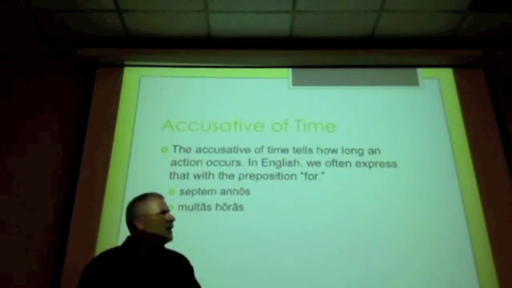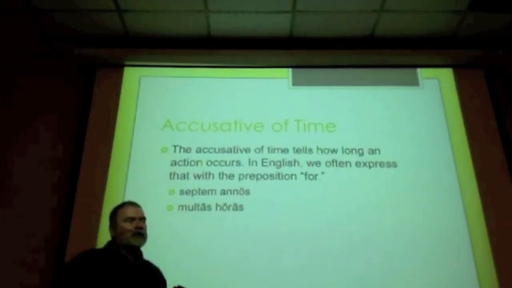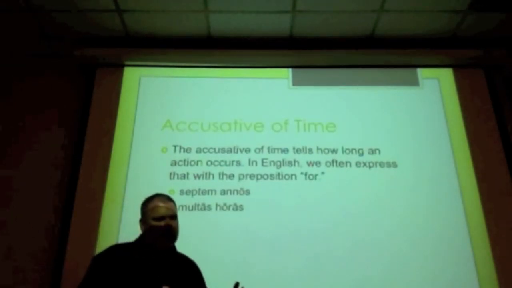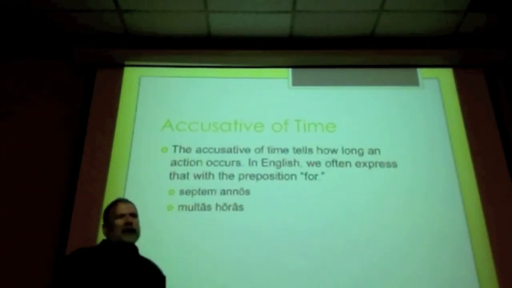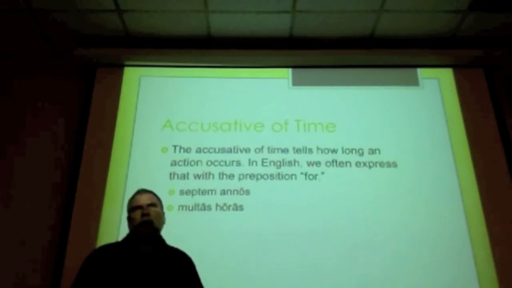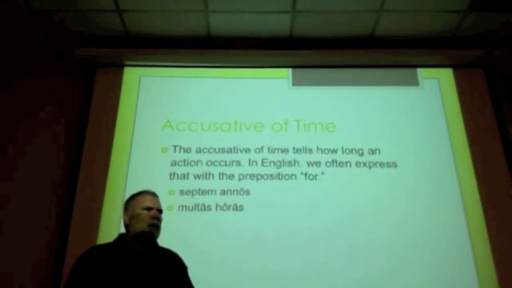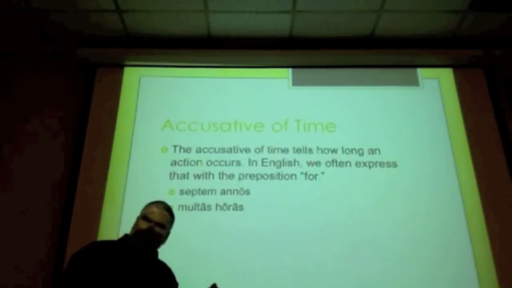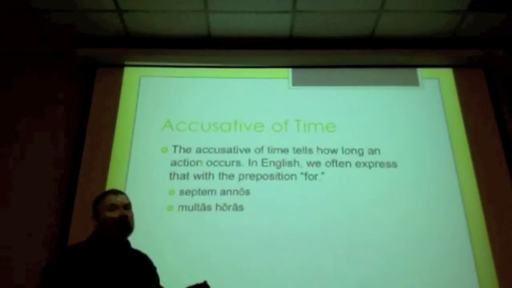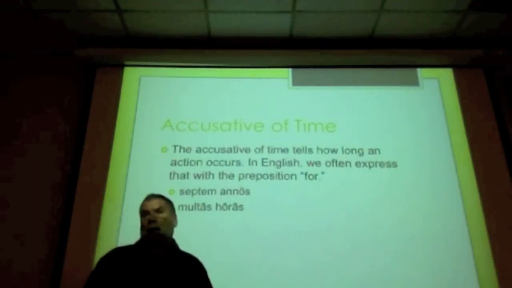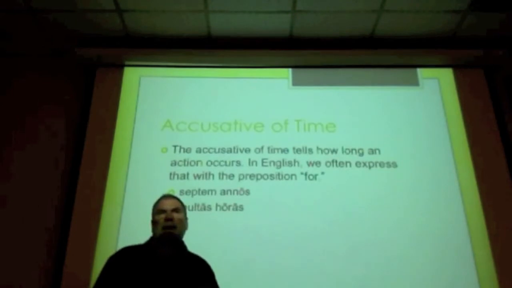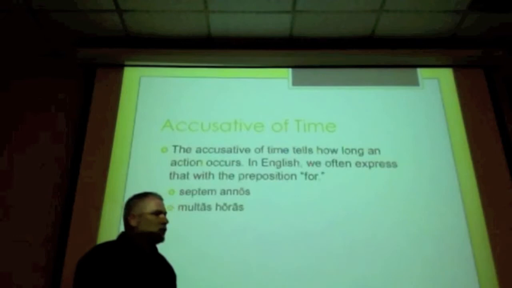For is not mandatory. In any case, Latin expresses the length of time that an action occurs with the accusative case. So septem annos means 7 years or for 7 years, in the sense of, we traveled for 7 years. Okay? Tells how long the action goes on. Not when it occurs, but how long it goes on. Multas horas means many hours, or for many hours. Okay? Like, we slept for many hours, or we slept many hours. Okay? So it tells how long the action occurs.